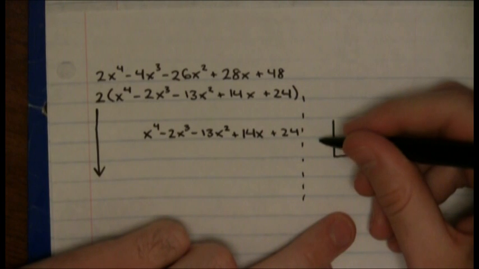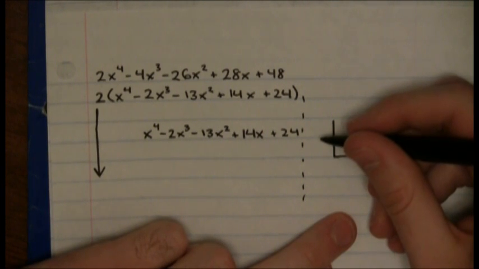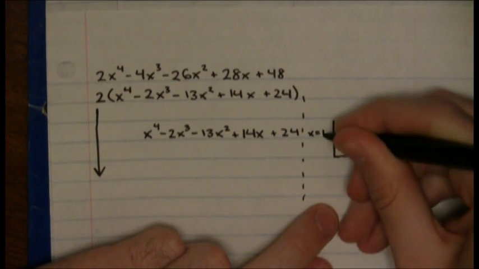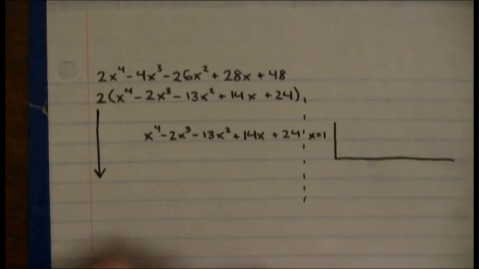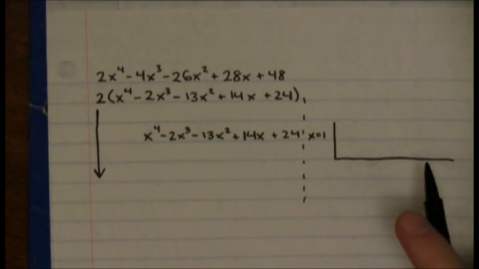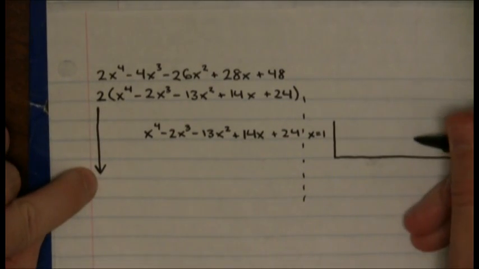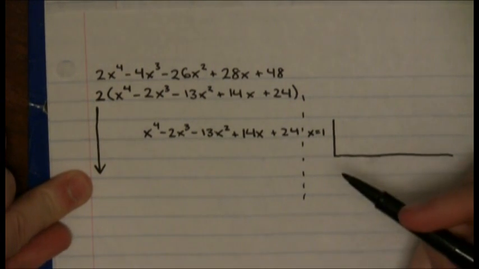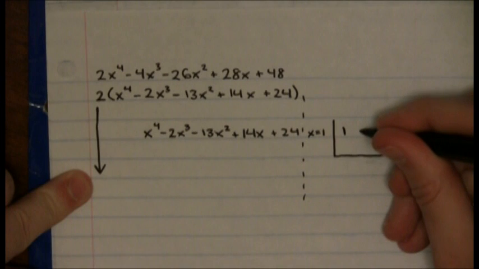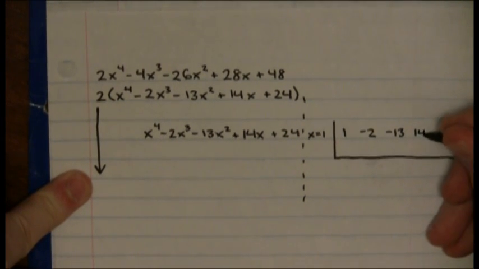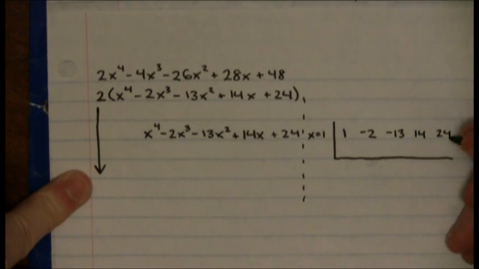And what I'm going to do is go ahead and pick x equals 1 from this list. So I'm picking 1 from this list to use for synthetic division. Now the numbers I place in this top row of this box are the corresponding coefficients from this polynomial. So I use the numbers 1, -2, -13, 14, and 24.